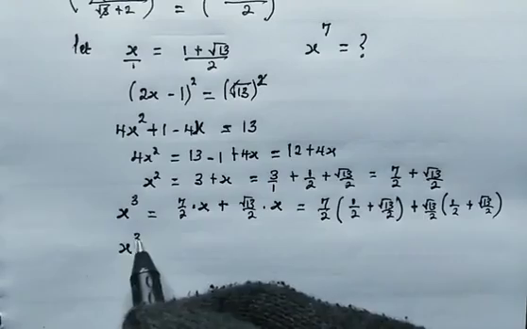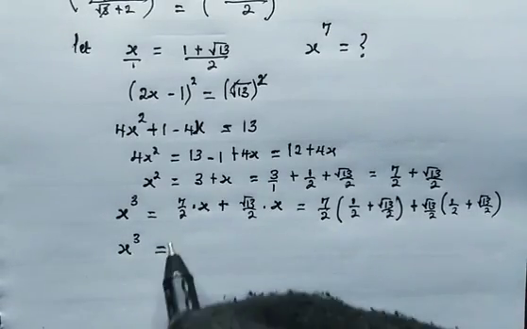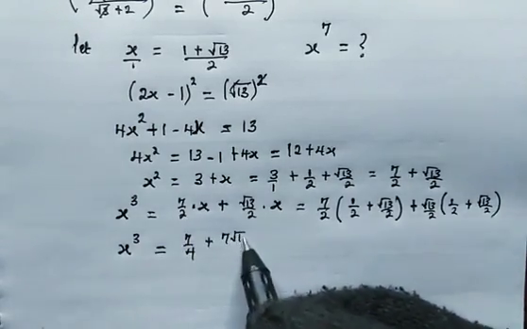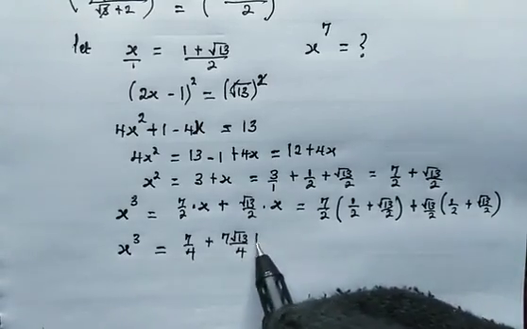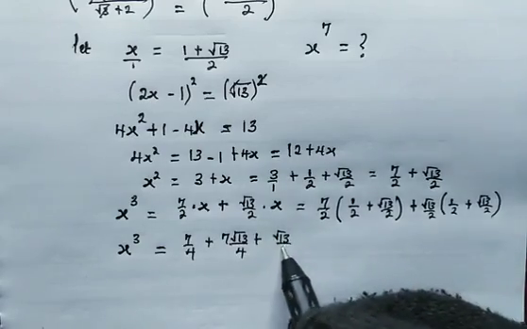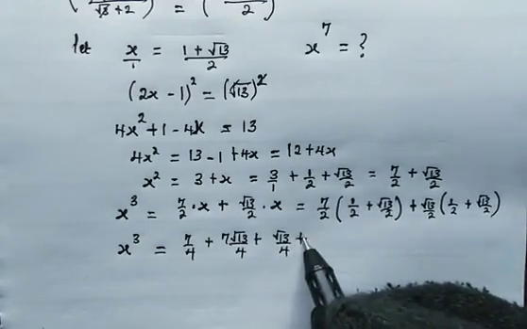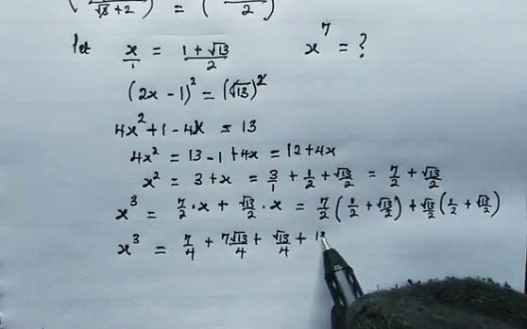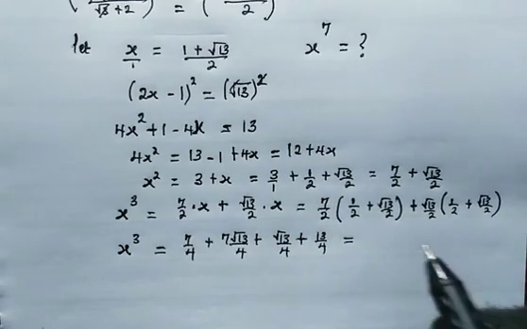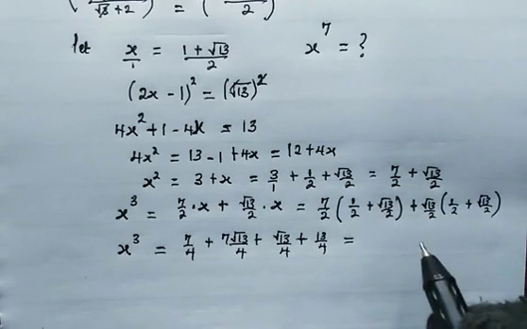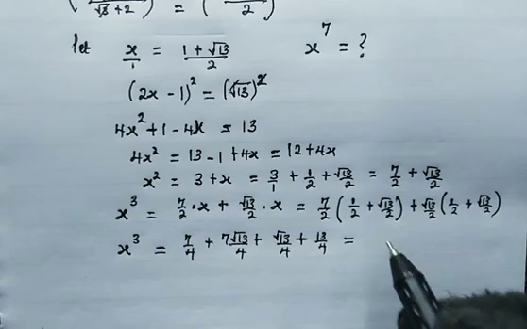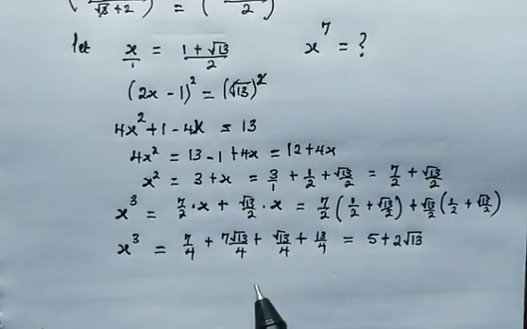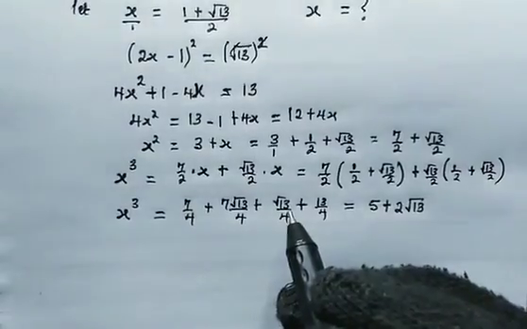From here we get x cubed equals 7 over 4 plus 7 root of 13 over 4 plus root of 13 over 4 plus, root of 13 times root of 13 is root of 169, which is 13. So we get 13 over 4. Simplifying, what do we get? So we're going to have 5 plus 2 root of 13. Amazing. So from here, what do we do next?